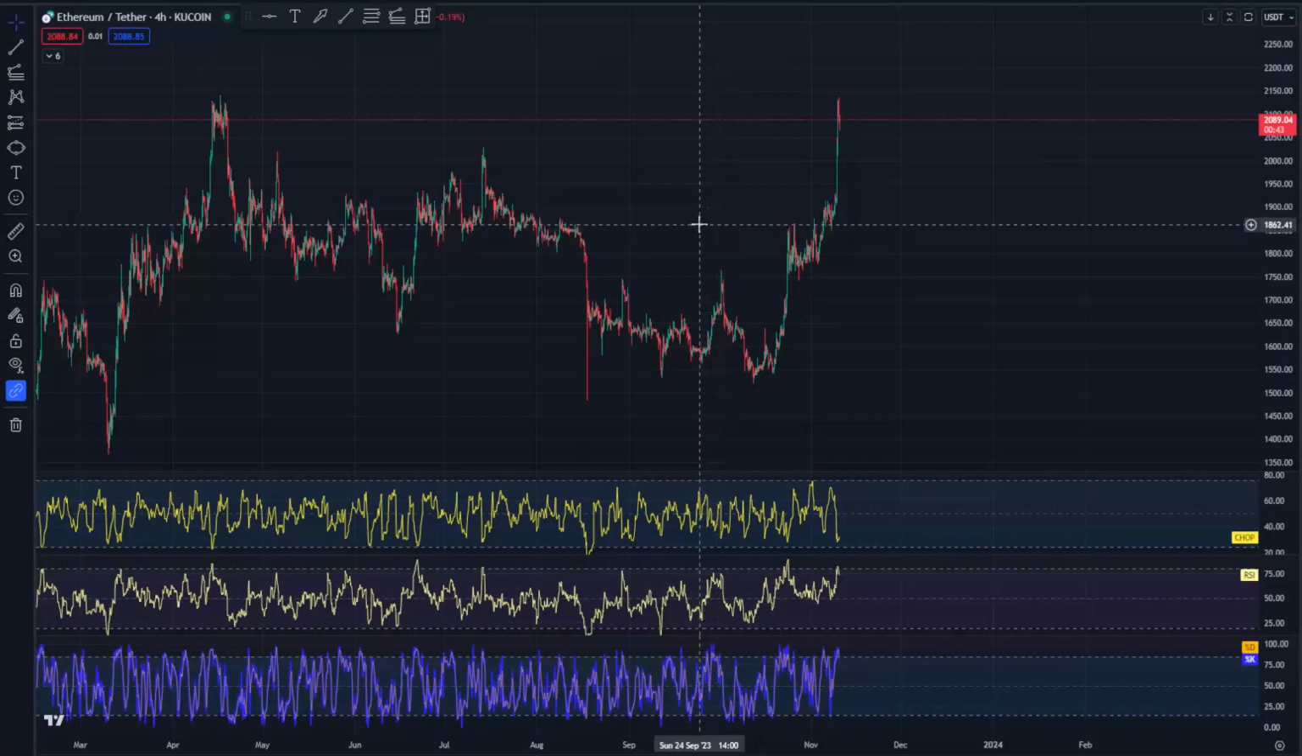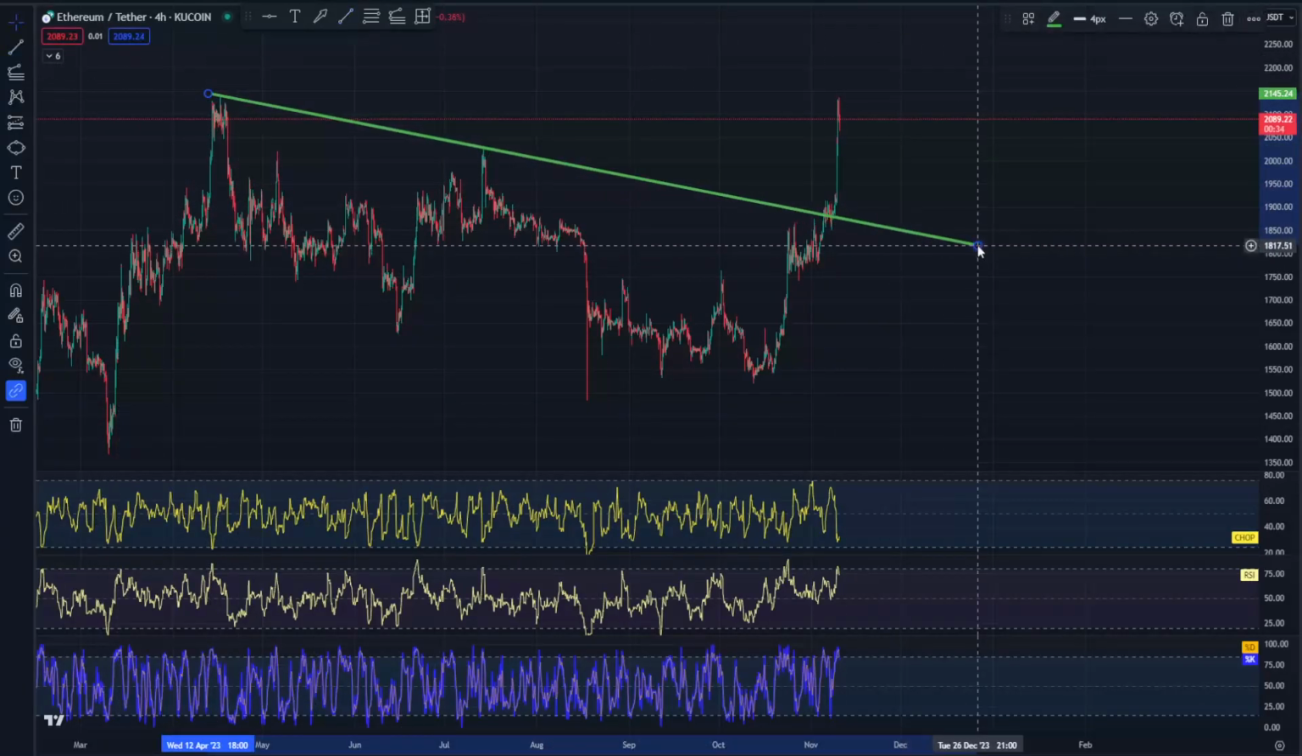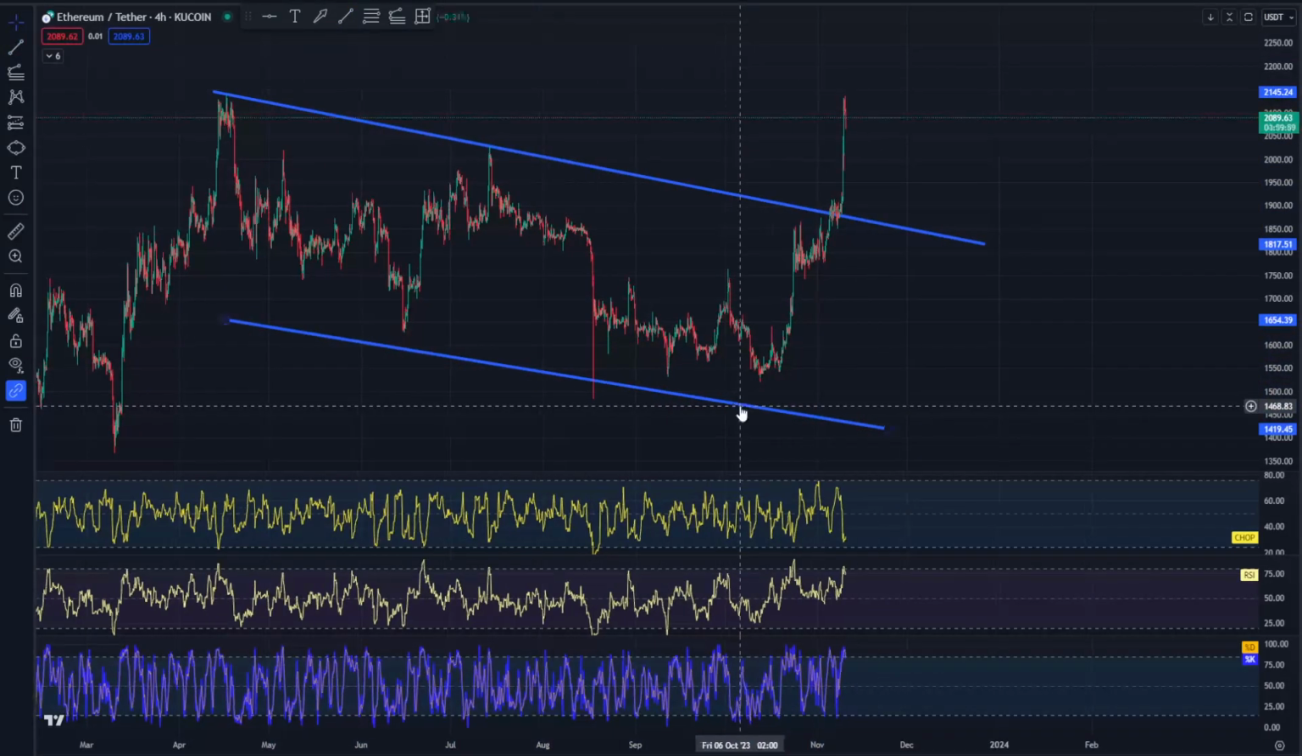As the second chart in today's review, we will check ETH against USDT, taking into account the 4-hour time frame. First of all, we can use the blue lines to mark the downtrend channel from which we saw the exit at the top.